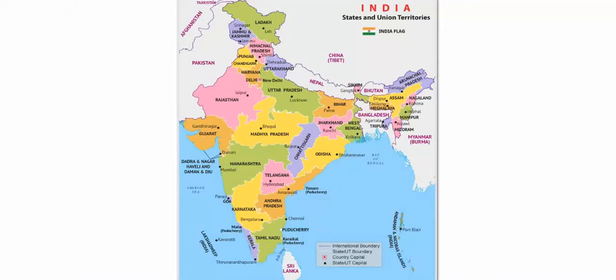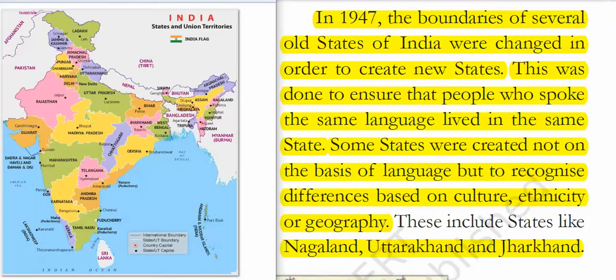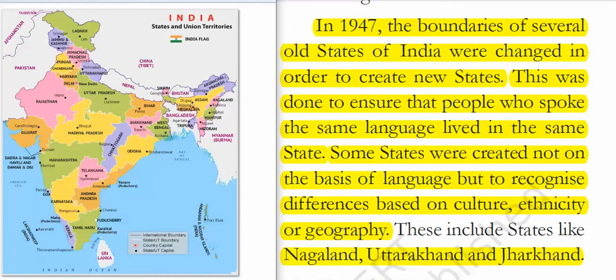Here you can see India in 2020. Just compare this map with the map you have seen earlier. What states do you find in this map which were not there in the map in 1947? After 1947, the boundaries of several old states of India were changed to create new states. This was done to ensure that people who spoke the same language lived in the same state. Some states were created not on the basis of language but to recognize differences based on culture, ethnicity, or geography. Nagaland, Uttarakhand, and Jharkhand are some examples of such states.